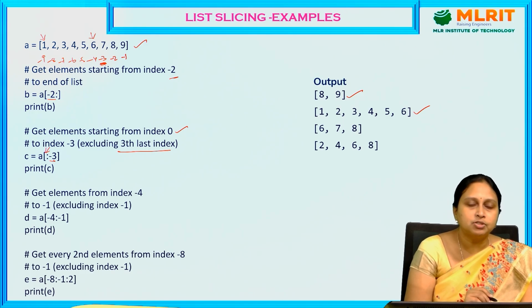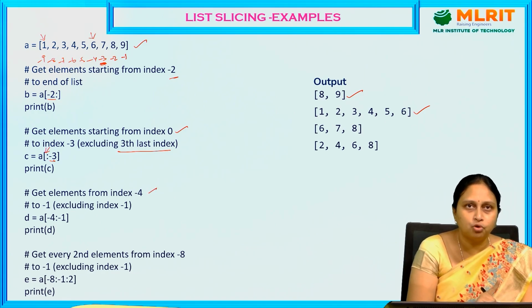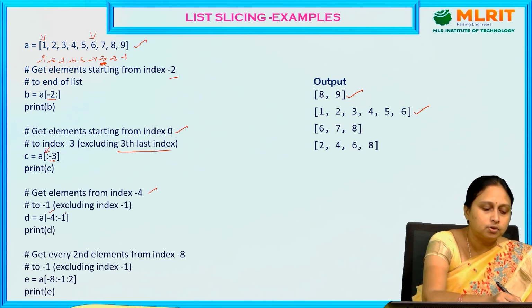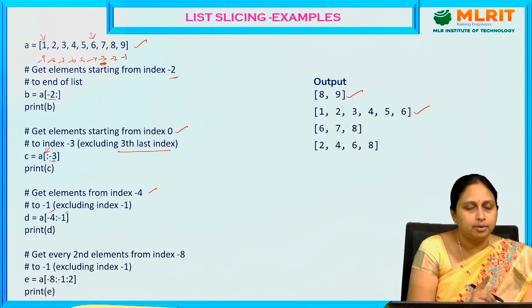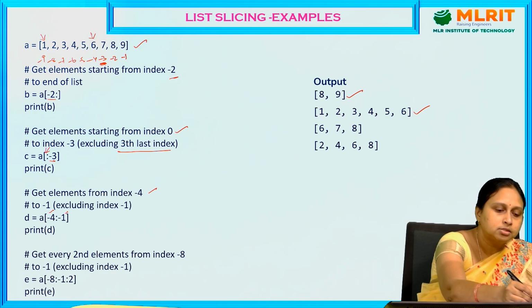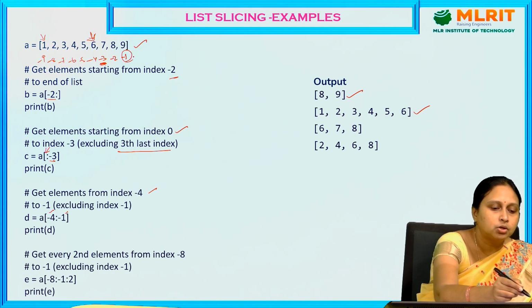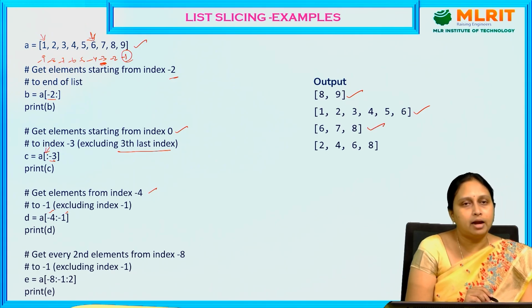Next, get elements from index -4 to -1. Now we need to check. This is your starting position and this is your ending position. Right? -4 to -1, what are the elements we have? And ending means again excluding the particular index. Starting is -4, that is 6, to -1, so -1 will be excluded, and we are going to get the elements 6, 7 and 8.